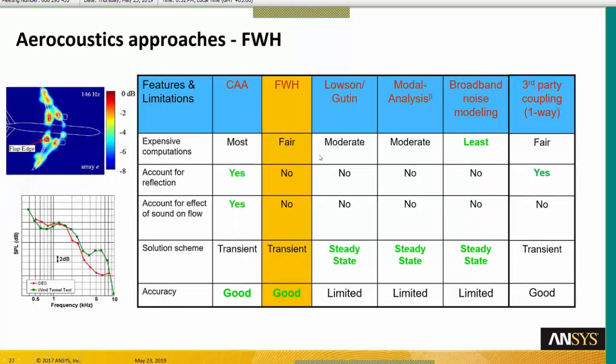Ffowcs Williams and Hawkings, we talked about it yesterday. It has fair computational cost, particularly compared to direct computational aeroacoustics. You do not account for reflection or the effect of sound on flow. This limit is entirely due to the use of the acoustic analogy. But when you use the acoustic analogy, you still use some wave equation, and when you say wave equation, you say transient resolution. The accuracy is usually good.